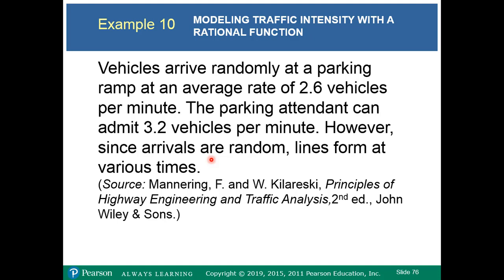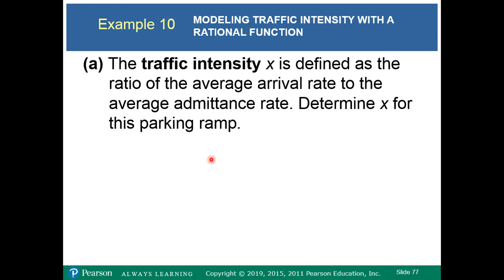So here's one example of where we would use this analysis, traffic analysis. It says vehicles arrive randomly at a parking ramp at an average rate of 2.6 vehicles per minute. The parking attendant can admit 3.2 vehicles per minute. However, since arrivals are random, lines form at various times. A. The traffic intensity, x, is defined as the ratio of the average arrival rate to the average admittance rate. Determine x for this parking ramp.